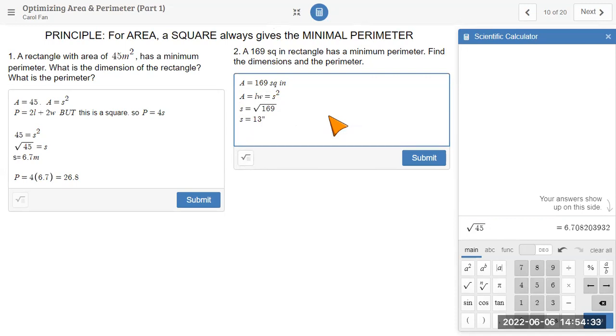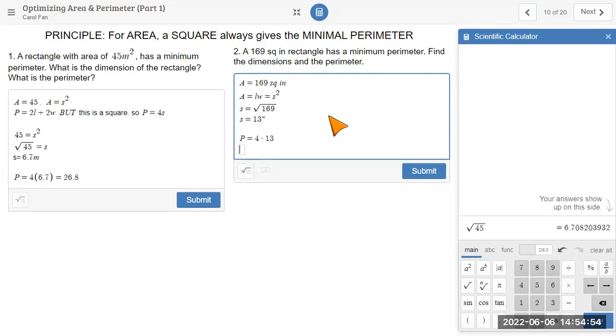Let's substitute this into our perimeter equation so that we could solve it. So perimeter is equal to 4 times 13. So we have P is equal to 52.